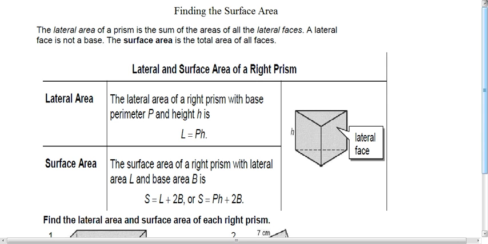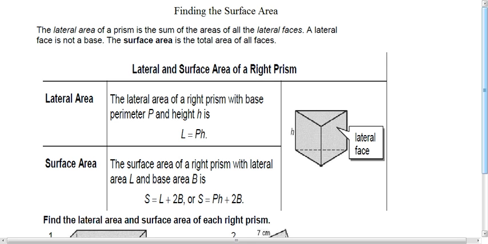Well, the lateral area, and we're talking about a prism, which is a three-dimensional figure, is the sum of the areas of all the lateral faces. Now we can net that out, and you can take the actual dimensions from each net and come up with this area. But again, for the lateral faces, we're not talking about the base, and when we mention the base, we're talking about the top and bottom. But the actual surface area does include both the lateral faces and the top and the bottom.